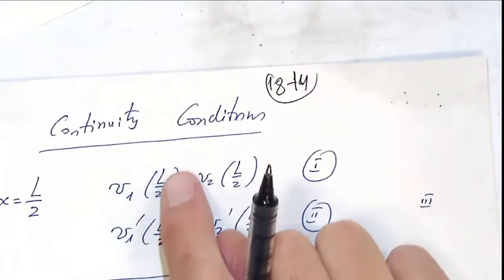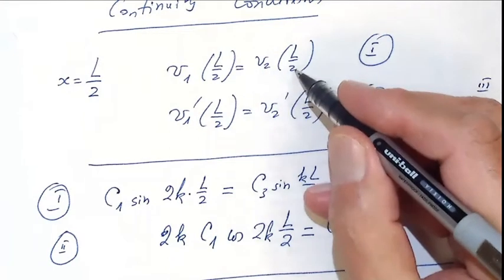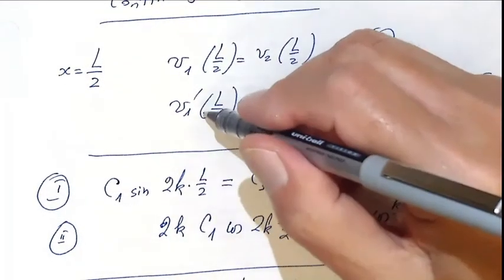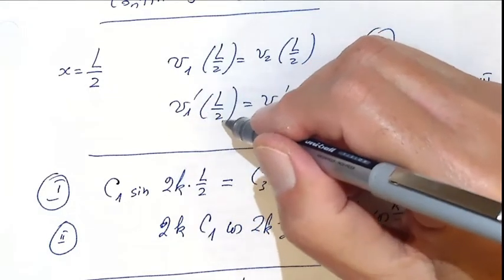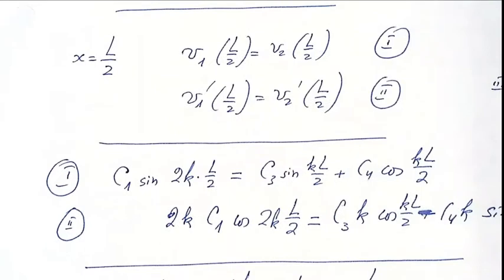Now I have continuity condition. V1 at L over 2, that is here, equals V2 at L over 2. And also derivatives. V1 prime at L over 2 equals V2 prime at L over 2.